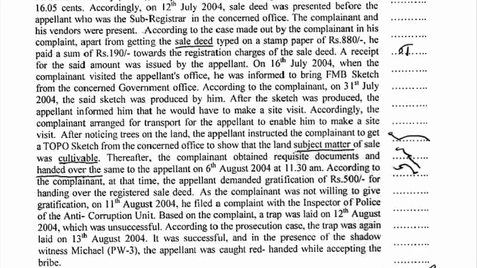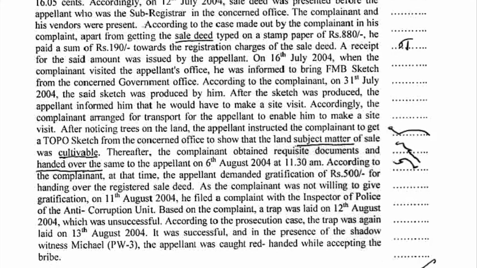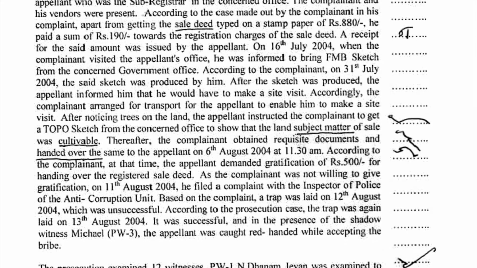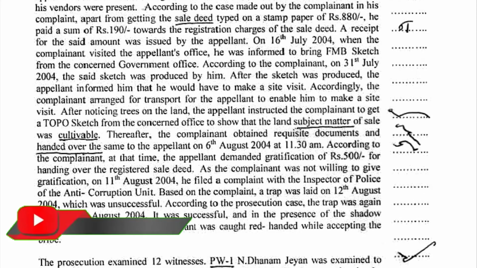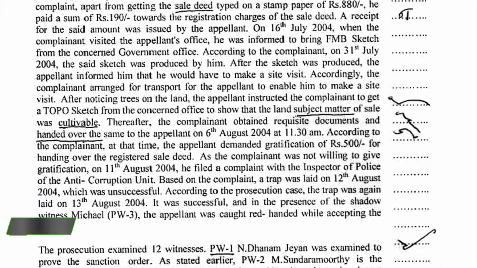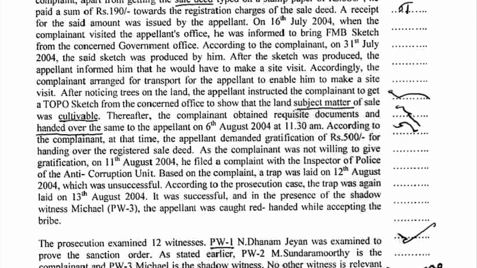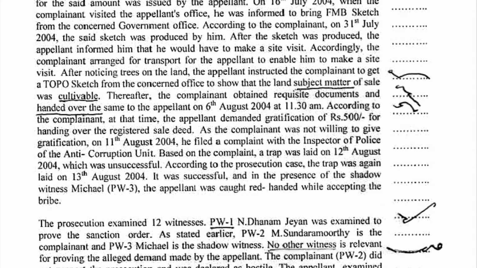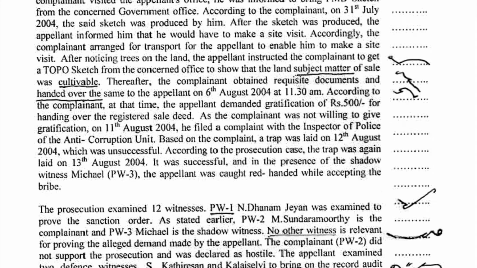Thereafter, the complainant obtained the requisite documents and handed over the same to the appellant on 6th August 2004 at 11:30 a.m. According to the complainant, at that time the appellant demanded gratification of rupees 500 for handing over the registered sale deed. As the complainant was not willing to give gratification, on 11th August 2004 he filed a complaint with the Inspector of Police of the Anti-Corruption Unit. Based on the complaint, a trap was laid on 12th August 2004, which was unsuccessful.